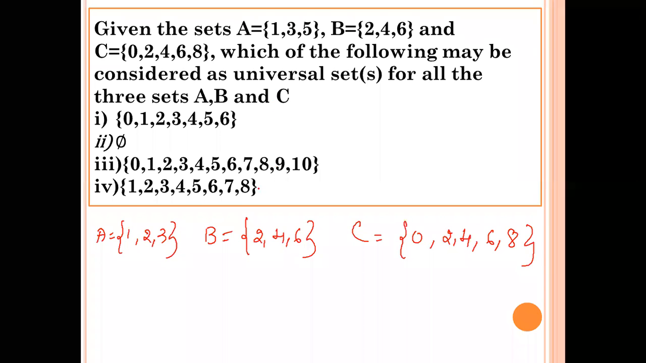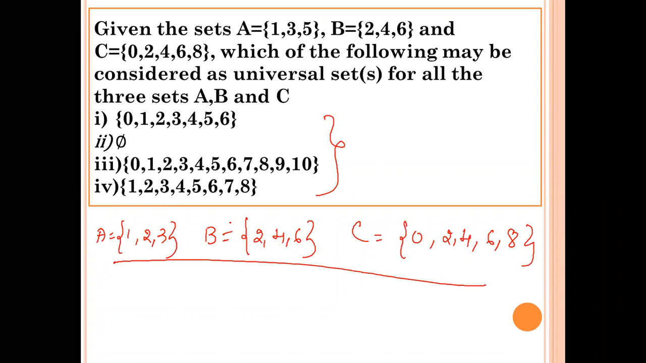So basically you have to find the universal set. They have given you 4 options. In the first option, the set contains elements from 0 to 6. In the second option, it is an empty set. In the third option, it is 0 to 10, and in the fourth option, it is 1 to 8. Now you have to tell me which among these four can be the universal set of all three.